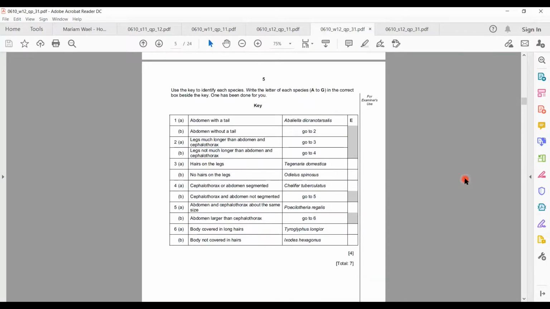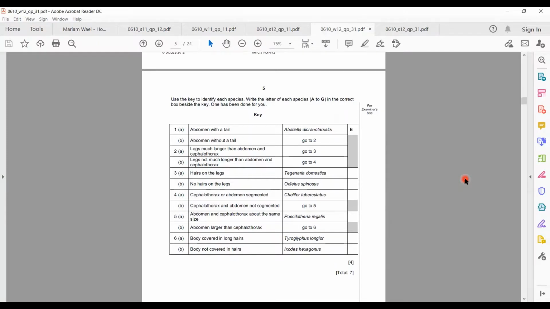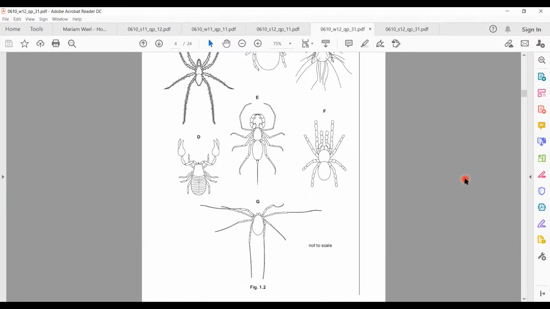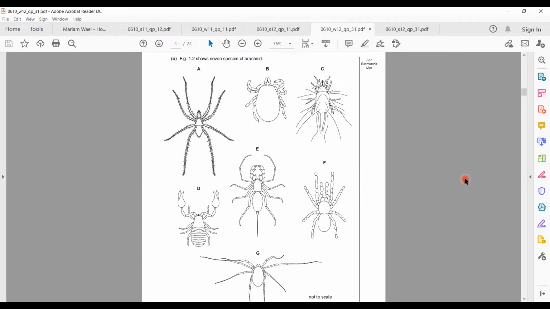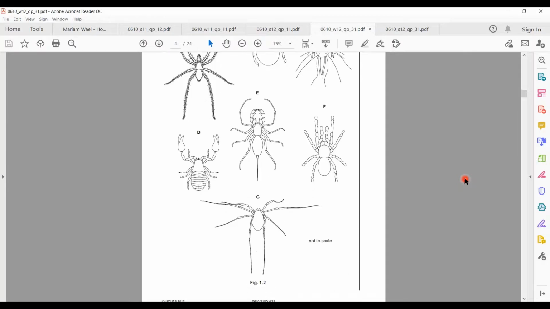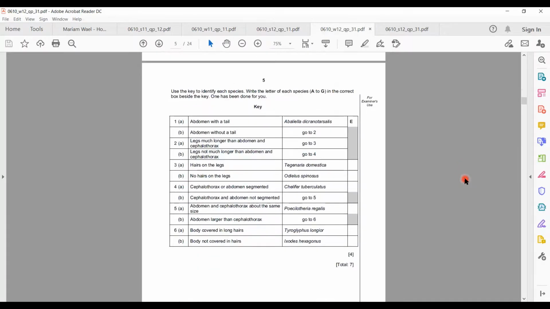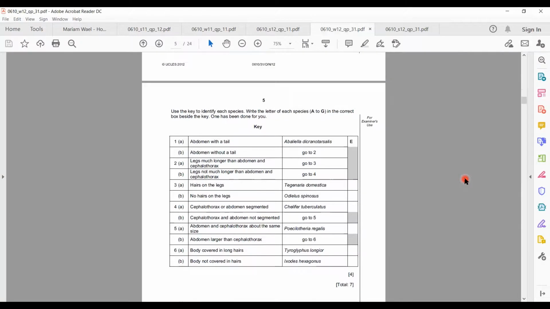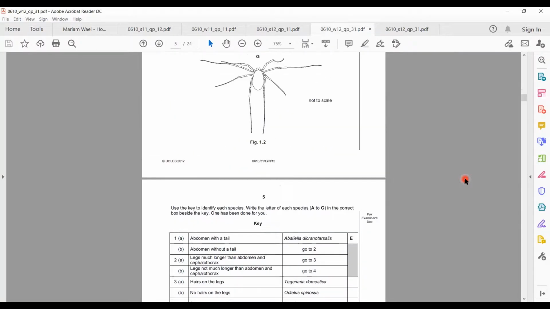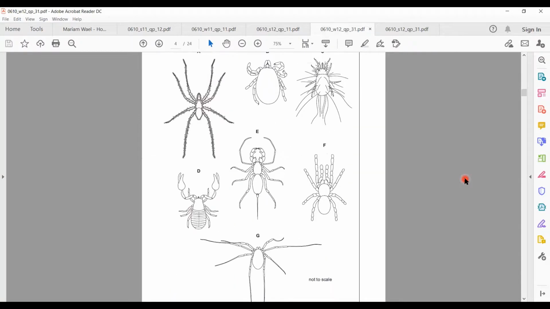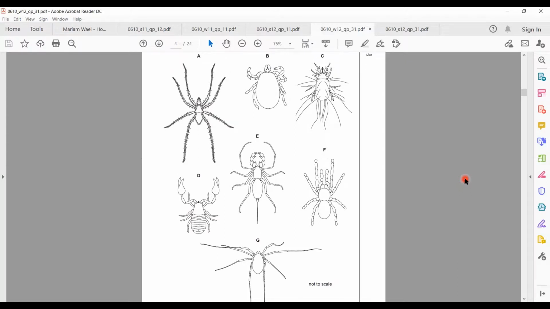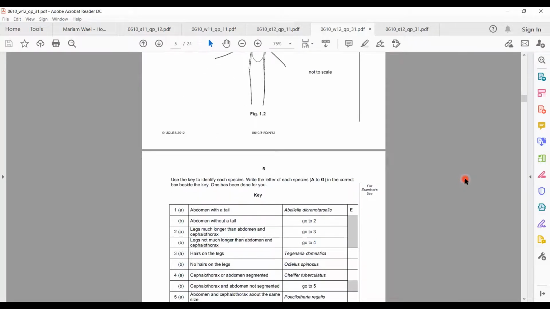Abdomen larger than the cephalothorax, body covered with long hair, and abdomen is larger than the cephalothorax. Well, body is covered with long hair, of course, it's the only one. And the last one, body not covered with hair, but the abdomen is larger than the cephalothorax. So it's going to be E. I mean B. Yes, I did not see that.